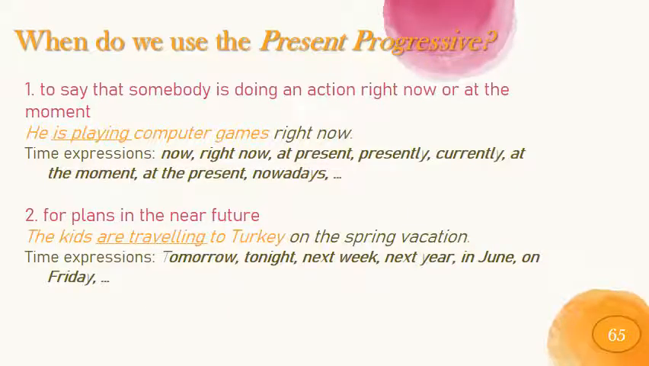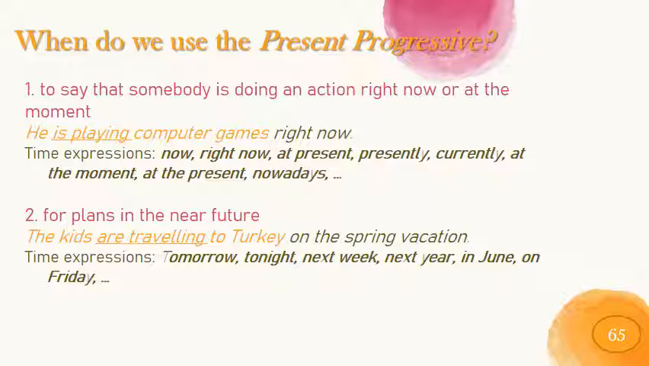So first, when do we use the present progressive, or as we call it, present continuous? First, to say that somebody is doing an action right now or at the moment. For example, right now, at the moment, I'm explaining the lesson for you. So I am explaining the lesson for my students. The teacher is explaining the lesson for her students right now.